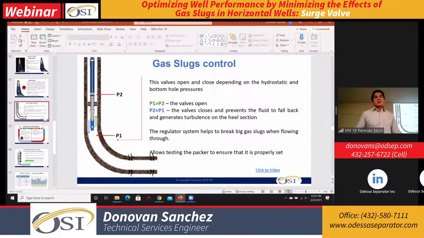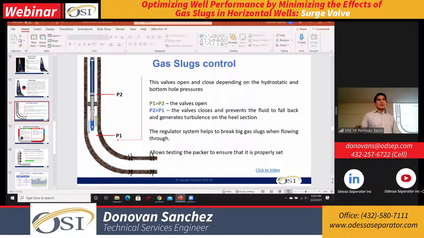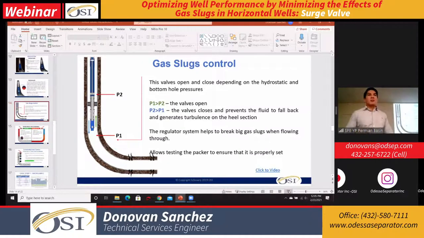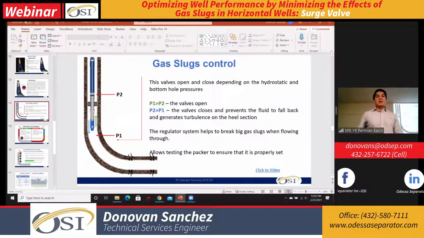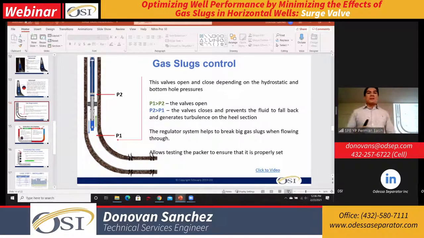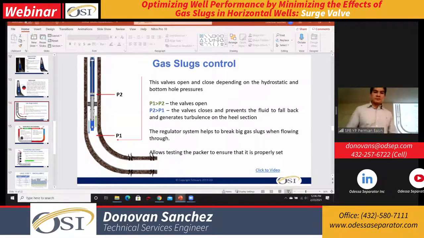Even in a rod pump, you may think that this ball will move based on the upstroke and the downstroke of the rod pump. That will be true in some cases, but in some instances, it will be based on the pressure. So this ball is just moving completely based on the pressure. This is why you would be able to use this tool in an ESP as well as any other artificial lift that may be encountering these issues.